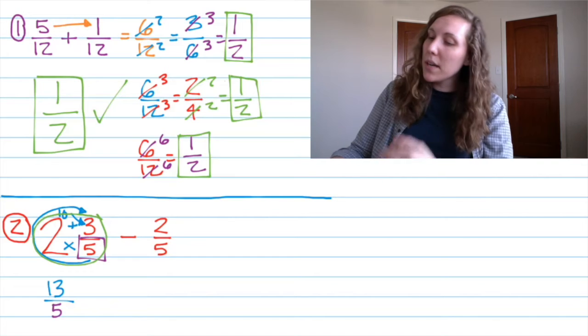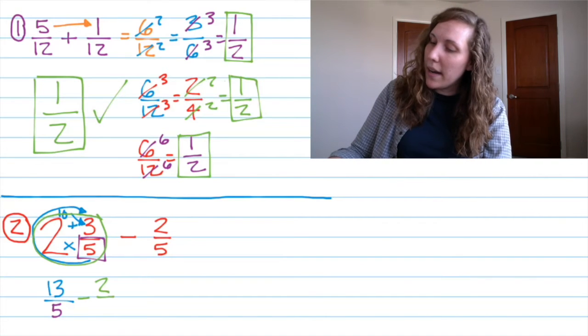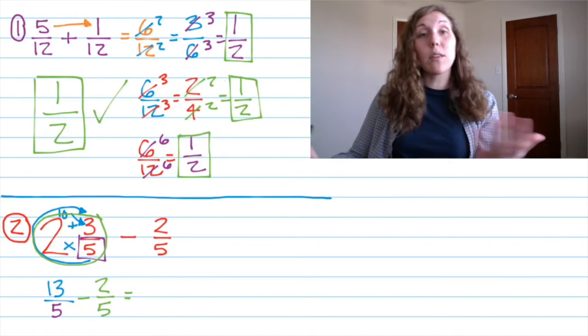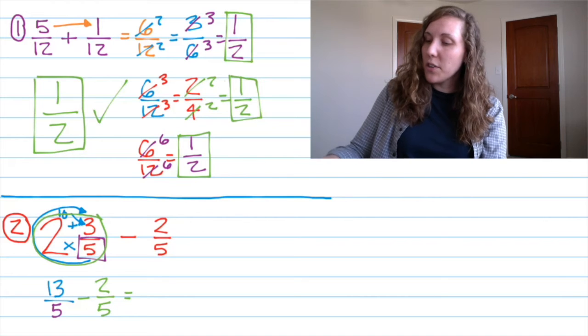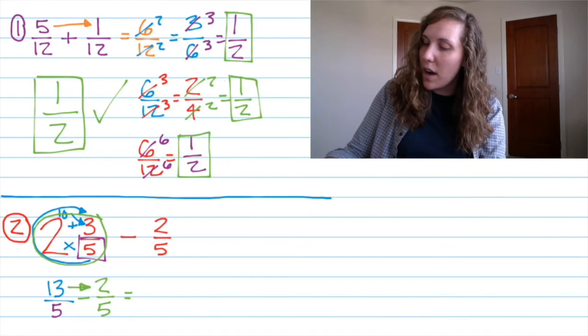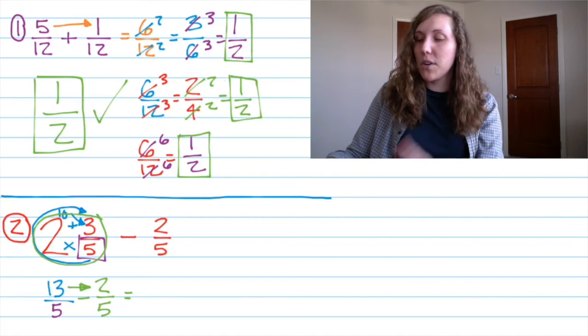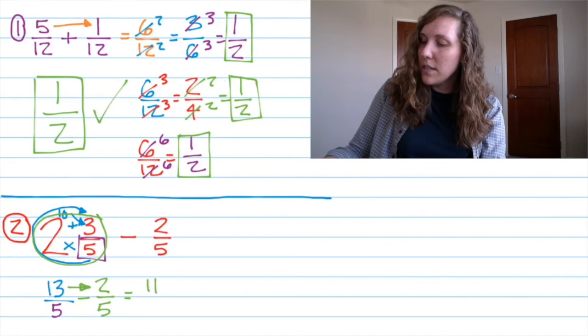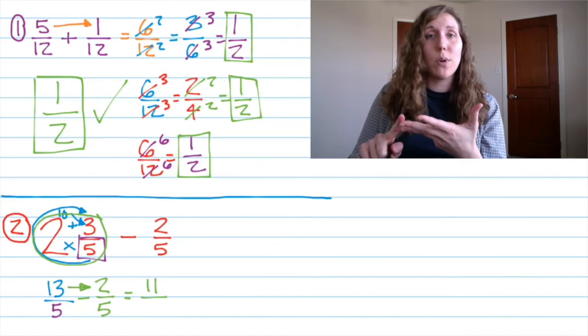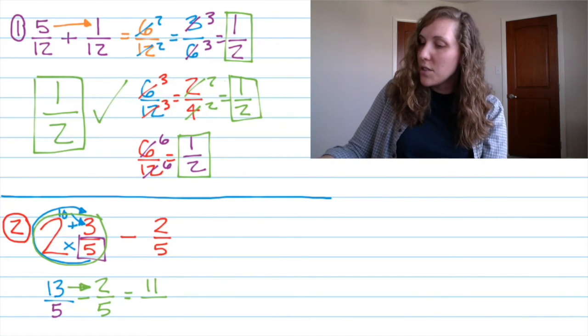Okay, so now we're going to continue. I'm bringing down my other part of my problem. So we've got 13/5 minus 2/5. And now we do exactly what we did in the previous problem above. 13 minus 2, remember we get to just subtract or add straight across for the numerators, the top numbers. 13 minus 2 is 11. And remember with the denominators, they stay exactly the same. We don't add them, we don't subtract them, we don't do anything like that. So I'm left with 11 over 5.